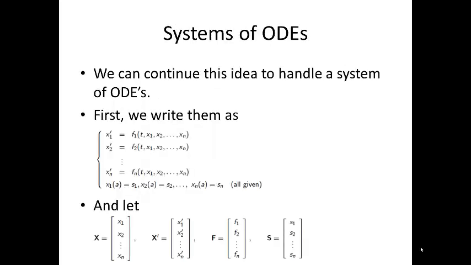We can continue this idea to handle a system of ordinary differential equations. First off, we write them in the following format. x1 prime is equal to some function f1 involving t, x1, x2, all the way to xn, and so on, until xn prime is equal to fn involving variables t, x1, x2, all the way out to xn. And we provide a set of initial conditions in the last line, and here we set vectors X, X prime, F, and S. And now we have our ordinary differential equation written in a vector form.